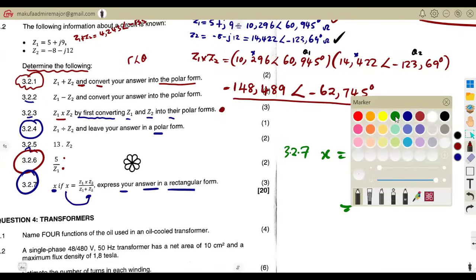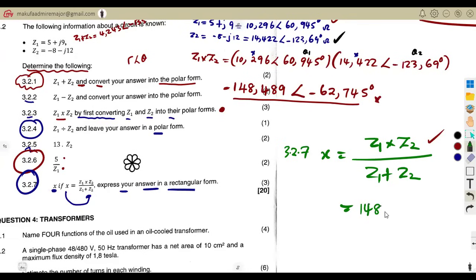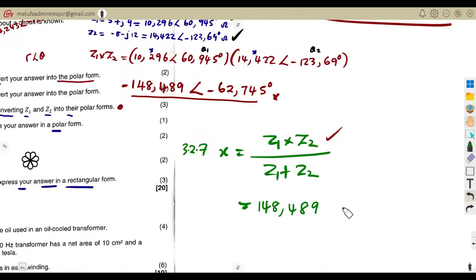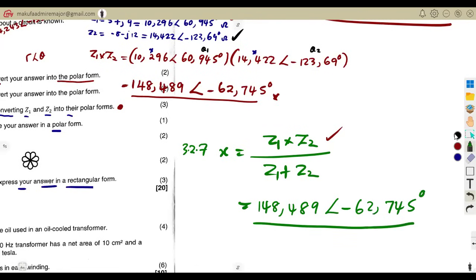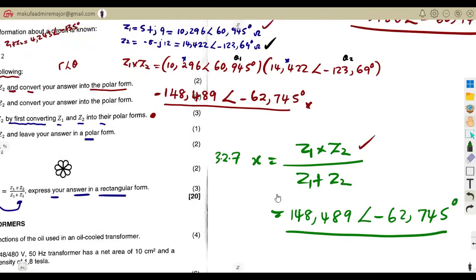It was 148.489 at an angle of minus 62.745 degrees. Remember, division is best to be done in polar form. Then you can convert your answer.